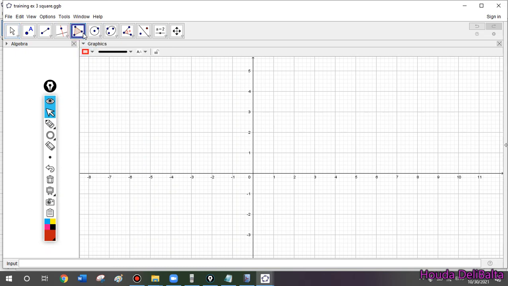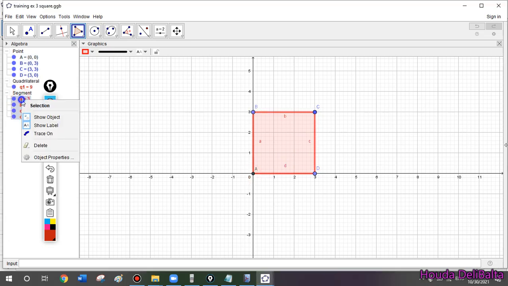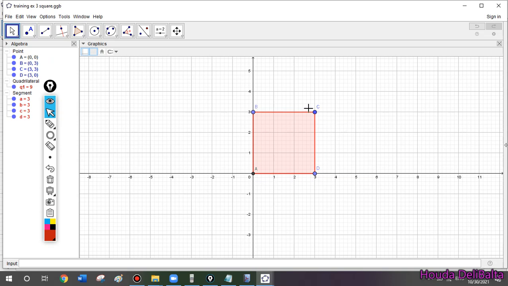First of all, let's make a little revision about the properties of a square. Let me construct a square, for example, of side 3 centimeters. As you see here, I'm drawing a square ABCD of side 3 centimeters, and I'm going to talk about the properties of that square. We have 4 equal sides.